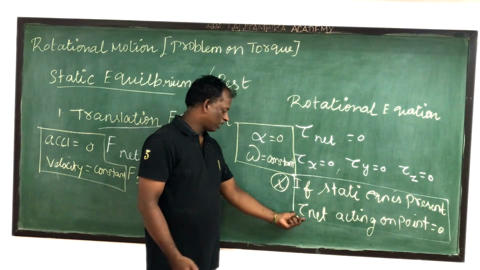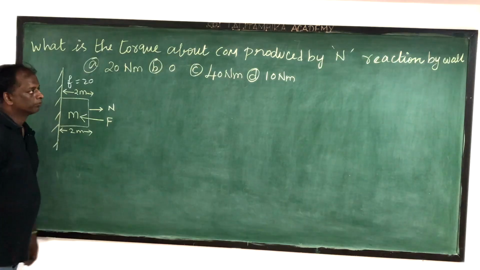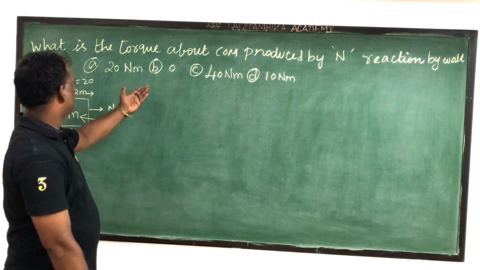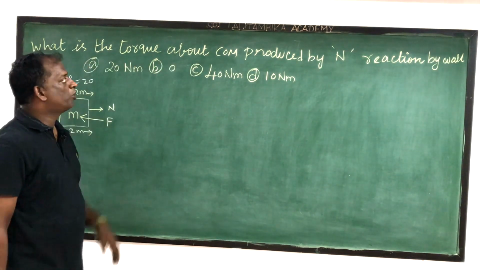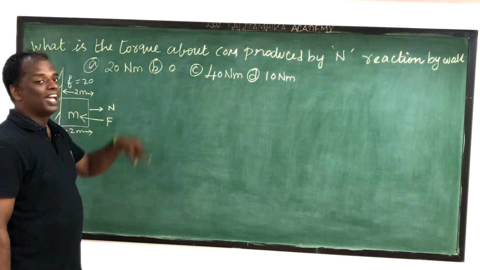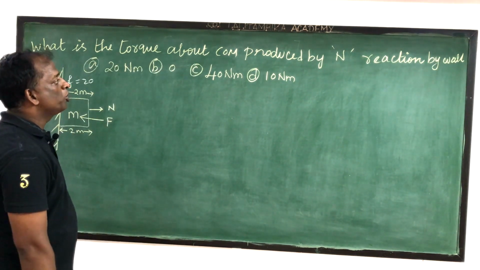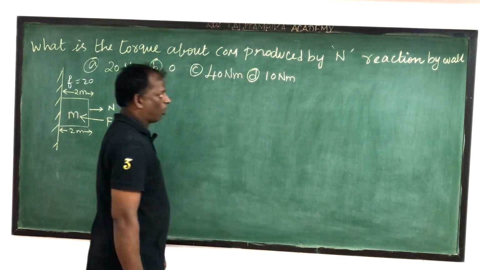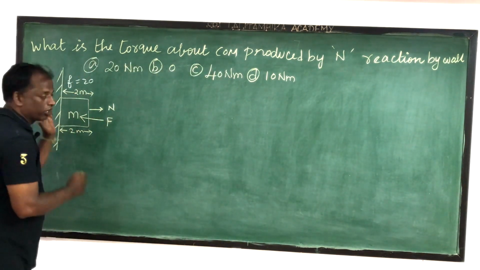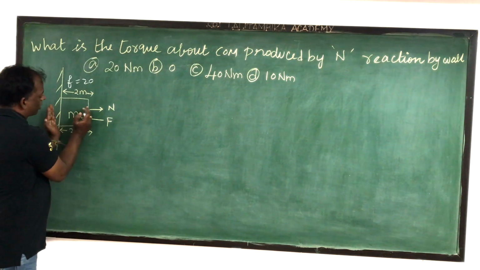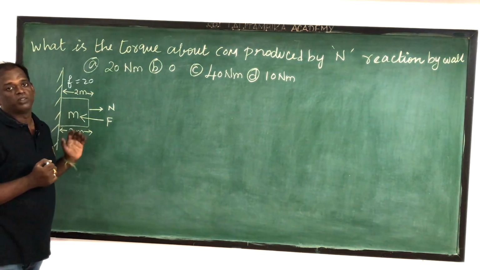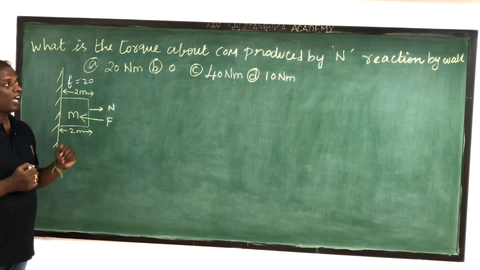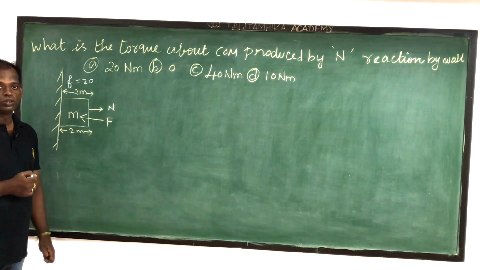So let us see it in more depth in the problem. In this question, what are they asking us to find? What is the torque about this center of mass, COM, the center of mass, produced by the normal reaction? N is the normal reaction by a wall. So here, on a wall, we have kept a mass, a weight. Now they are asking what its torque is.